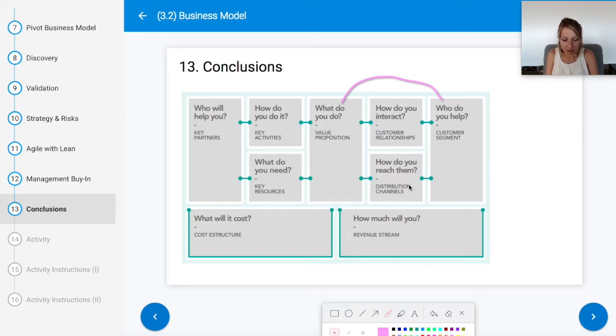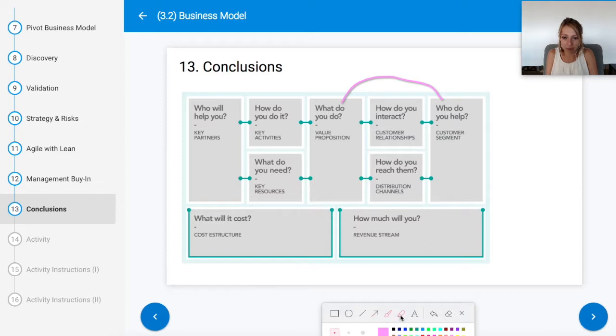Then we have to think about, once we have done this, what are going to be the distribution channels? How do you reach them? How are we going to reach our customers? And then how are we going to interact with them? To understand the relations, the customer relationships. Then you are going to work with other partners, and you have to think what are going to be your key partners, key activities, how do you do it, who will help you, and key resources, what do you need.